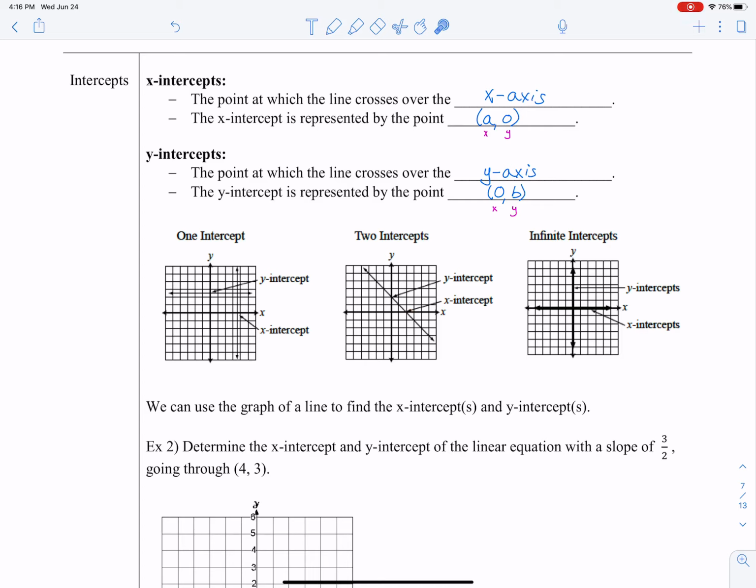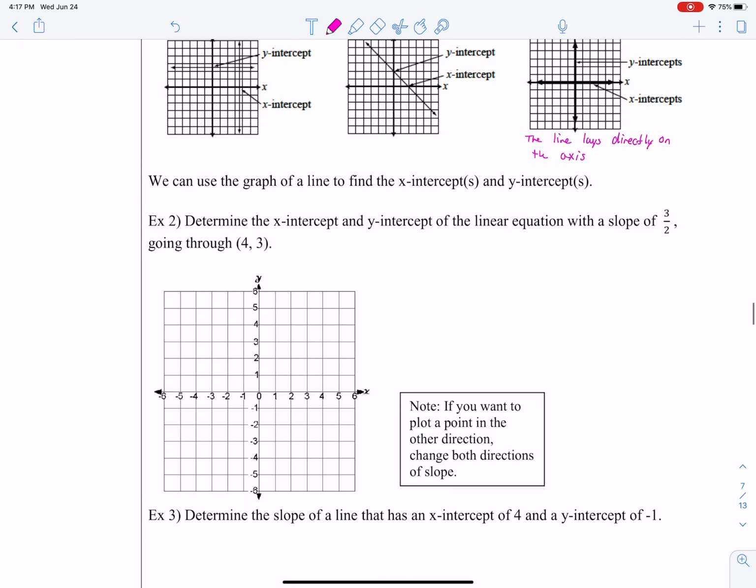You can also have infinite intercepts. This is a straight line that happens to be directly over top of the x-axis, so you have infinite intercepts, or you could have a straight vertical line going over the y-axis. That would be infinite as well. Very, very rare. In this case, the line lies directly on the axis.